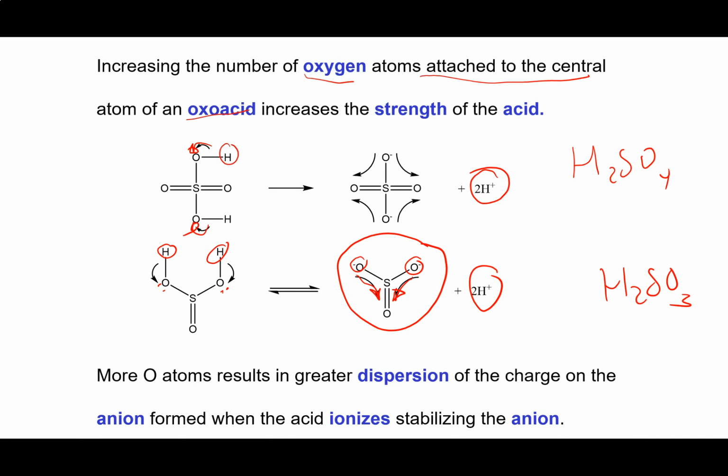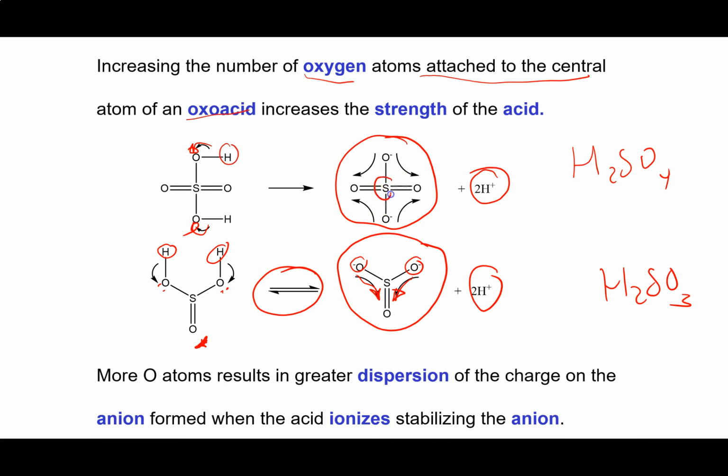and so it is not as stable, and as a result, H2SO3 is weak and favors the left-hand side, whereas H2SO4, which can really stabilize and disperse that negative charge on the anion formed, is a strong acid, and it's really not in equilibrium at all. So more oxygen atoms lead to more ways of dispersing the charge on the anion that is formed, and as a result, that anion becomes more stable.